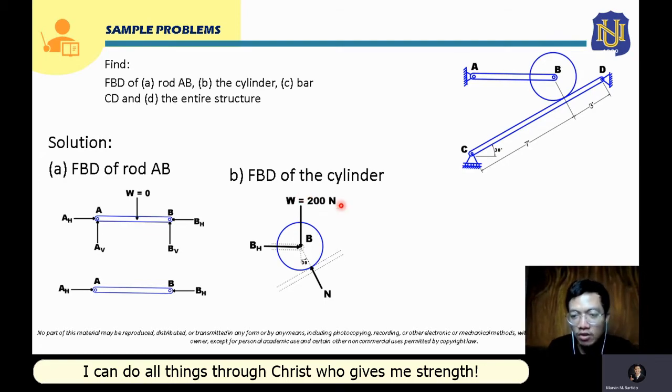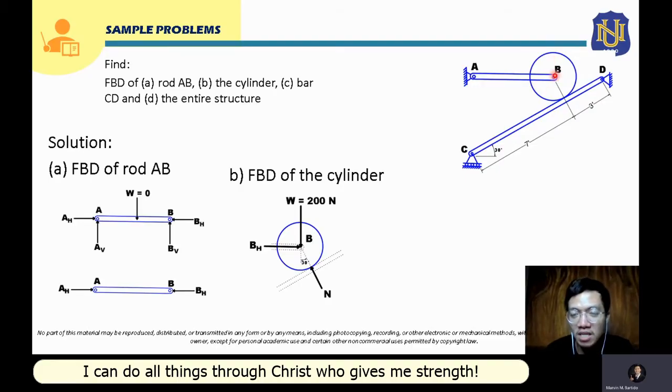After that, we are going to apply the support reactions, or the reaction forces provided by the supports. In this case, the supports of this cylinder. So what are the supports that support this cylinder?